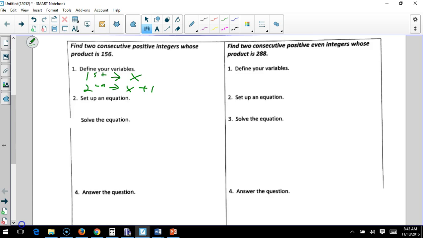Now, separate equation. We have to go back to the original problem. These two numbers are going to be products. You have to think about, what does that mean? Add, subtract, multiply, divide. It means times. Okay? Times, or multiply. Write that down. Product means times. Product means multiply. So what we're going to do is multiply these two and say they equal 156.